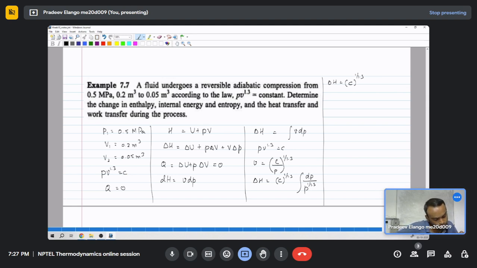Now if you integrate this, we will have, so when we integrate x power n dx, it is equal to x power n plus 1 by n plus 1. Similarly, delta h will be c power 1 by 1.3 into p power 1 minus 1 by 1.3 divided by 1 minus 1 by 1.3. Since it is in the denominator, I take it to the numerator, the power will be minus 1 by 1.3.